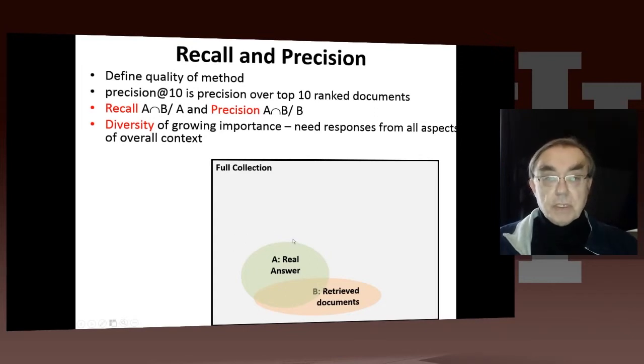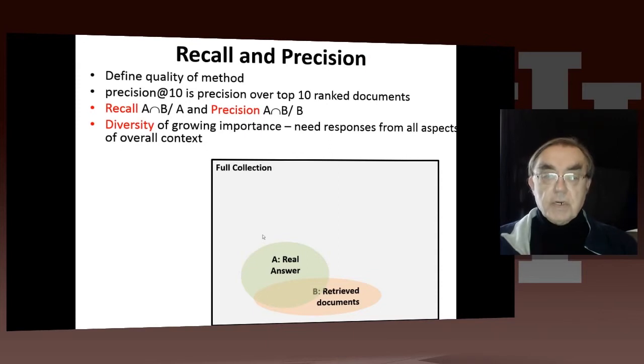And then we have 2 concepts. Recall, which is this little section here, is the part that is retrieved which is actually correct, divided by the number correct. And then we have the precision, which is the number of correct answers divided by the total number of answers.